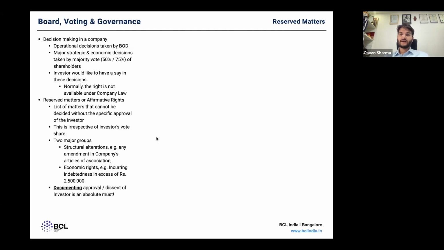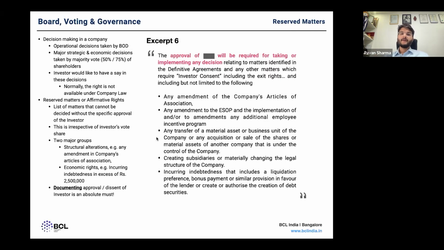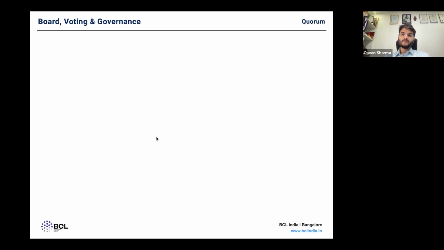So please treat reserve matters with utmost importance. Here's an actual term sheet. This is a screenshot. And if you see, this is how a list would look: amendment to AOA, amendment to ESOP policy, any subsidiary that the company wishes to create, incurring any indebtedness or basically loans that the company takes. All of these are reserve matter rights for which you need a specific approval from the investor.